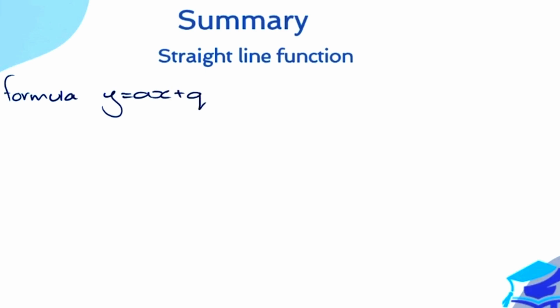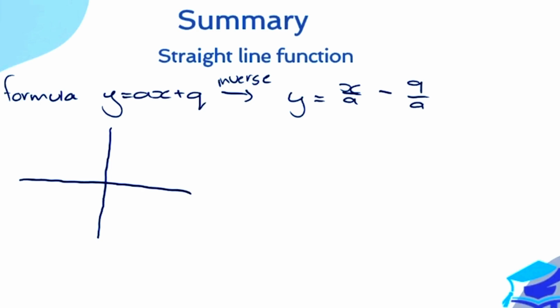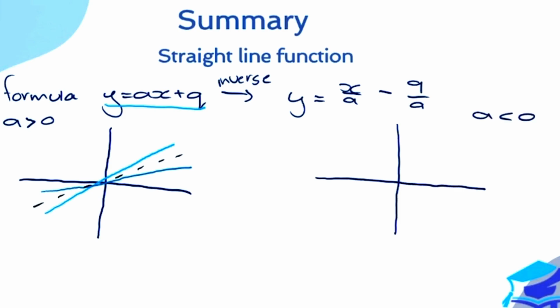The formula for a straight line is y equals ax plus q, and the inverse is y equals x over a minus q over a. And we can sketch it. The light blue line shows y equals ax plus q, and it's increasing because a is positive. The darker blue line shows the inverse. Now if we were to say a is less than 0, we'll see that the line decreases.